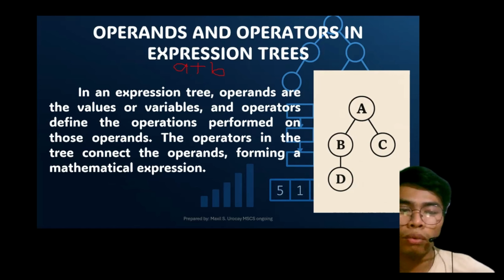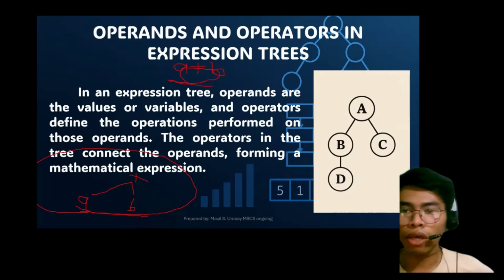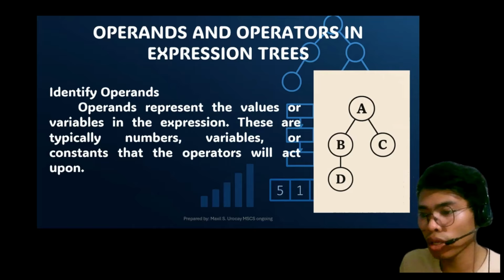We're still working with the same tree data structure, however there will be a little bit of difference. In our expression tree, operands must be in the leaf nodes, and the operator will be the parent of those operands. This is the representation, the expression tree of this infix notation. But we'll work on that step by step, because there is a step-by-step procedure on how to work on that.